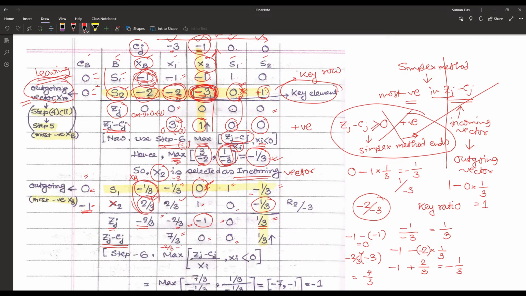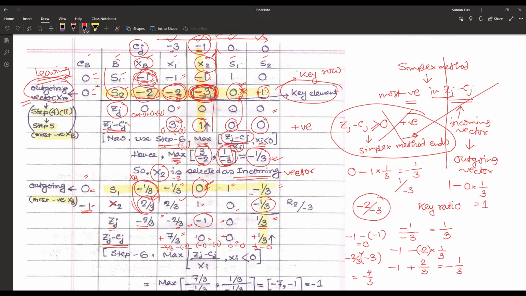If we want, we are writing once more that one, that is minus 1, minus minus 1, 0 minus 0, 1 by 3 minus 0. So those are the zj minus cj. Now according to step 4, all the zj minus cj are positive. So we have to look at xb.